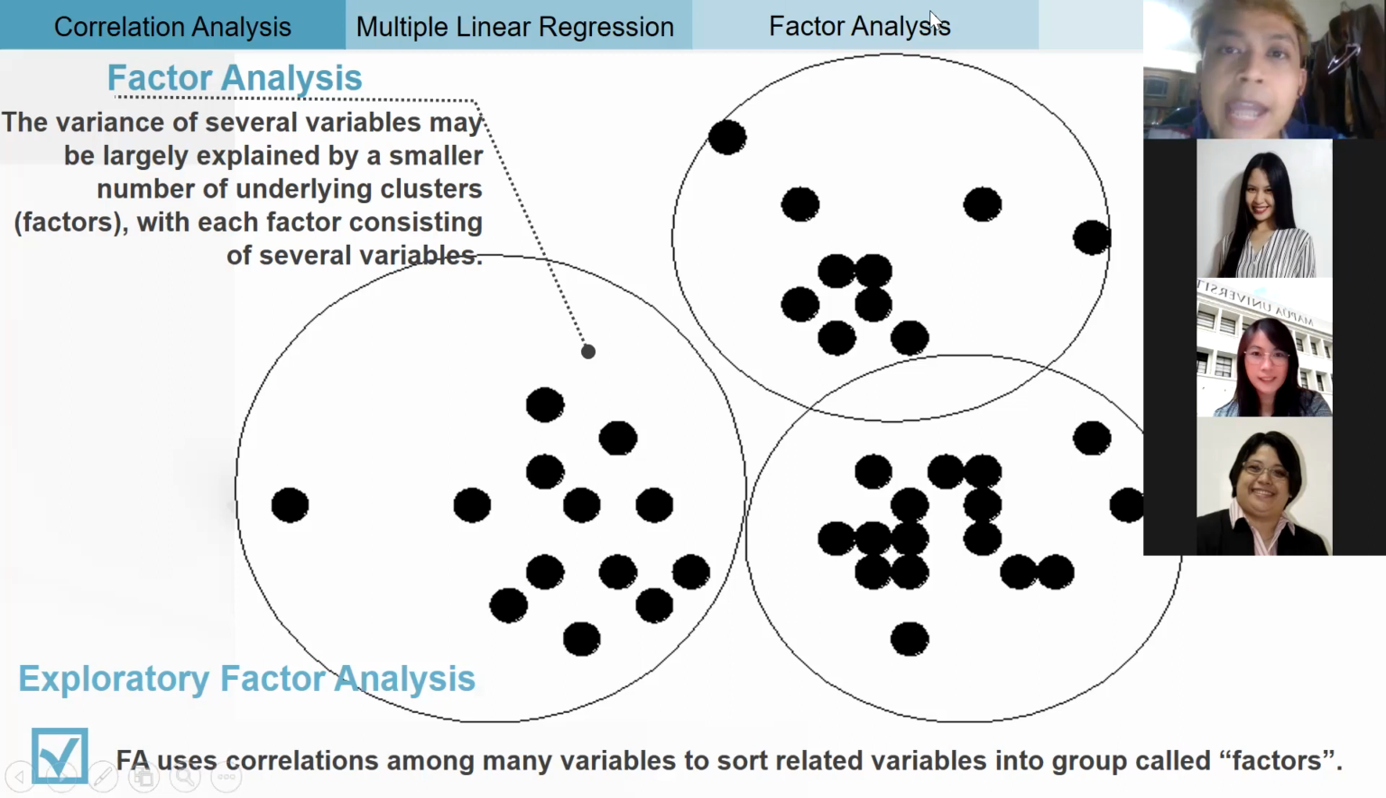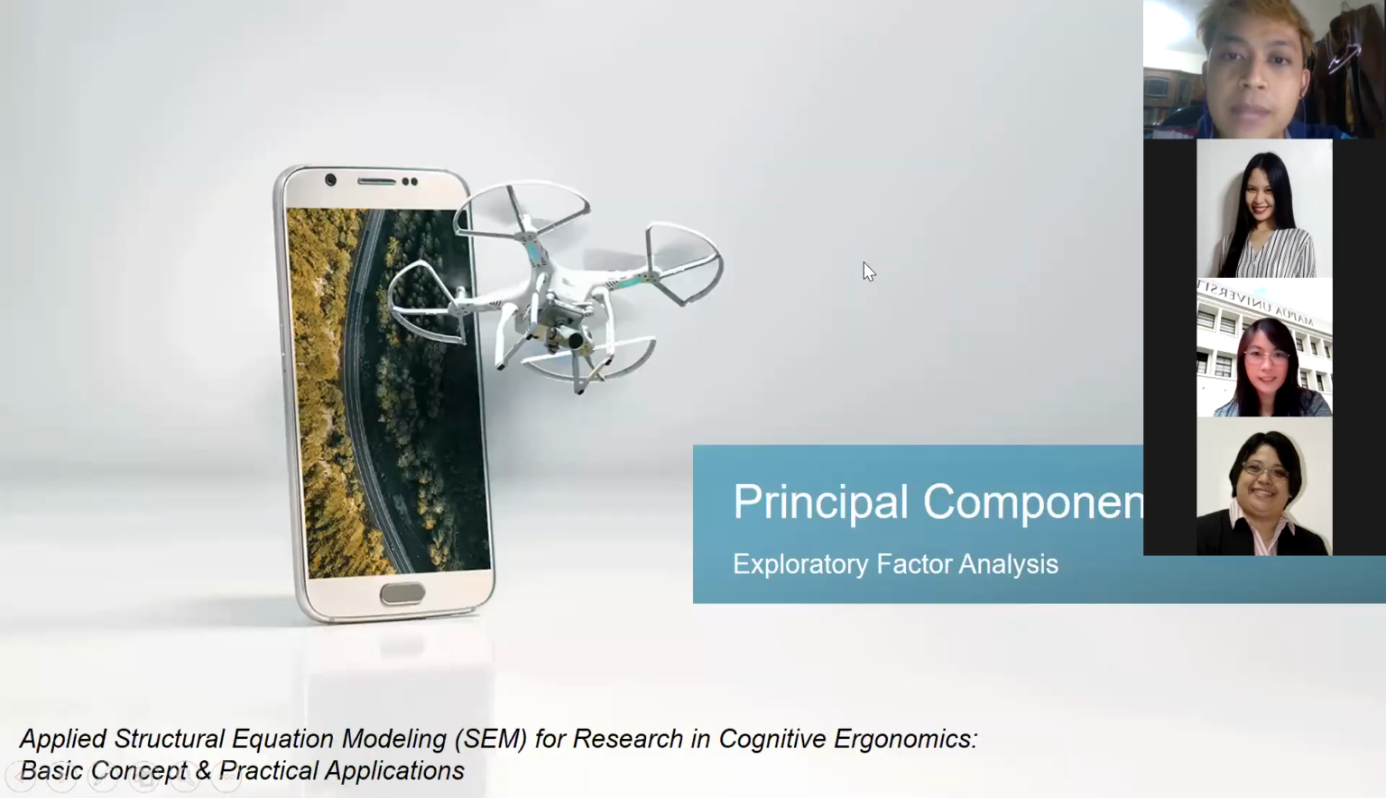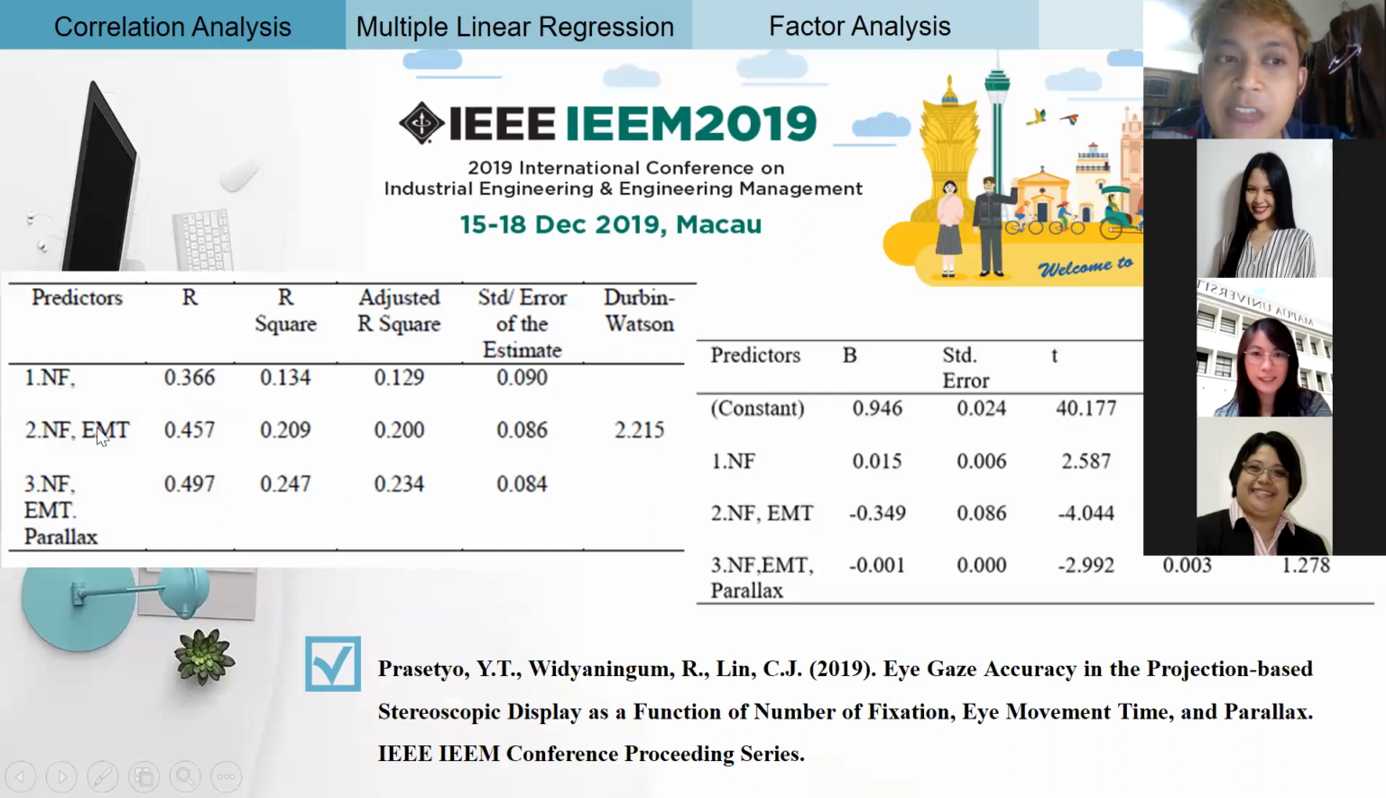Anyway, the difference between factor analysis and cluster analysis, these two are totally different. In factor analysis, of course, we group the factors. For instance, we have a group like NF, EMT, and parallax. If we do the factor analysis and these variables go to one dimension, we reduce it into one, we merge it into one, then that is what I call factor analysis. That is not cluster analysis. We merge the factors.